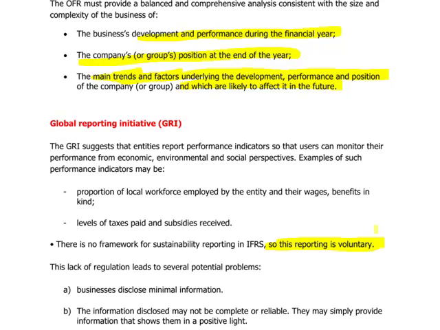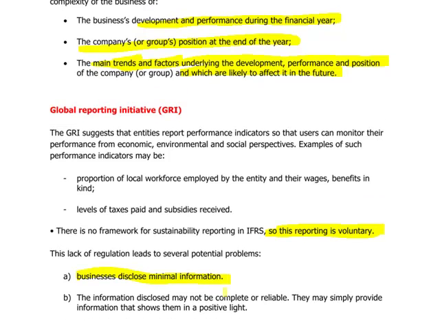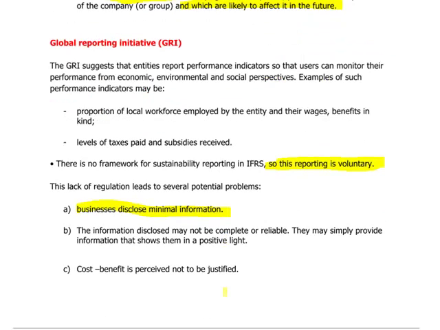So what do you think happens in real life? Businesses disclose minimal information. Why should they disclose more? If they have to do the minimum, they will comply, but that's exactly what they will deliver. However, it is believed that this operating and financial review would add tremendous value to a comprehensive annual report, and the Global Reporting Initiative provided certain guidelines. However, it is not compulsory.